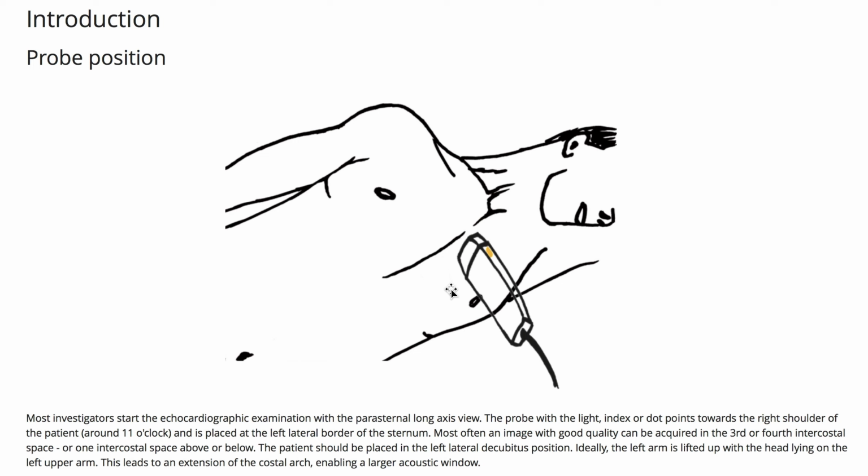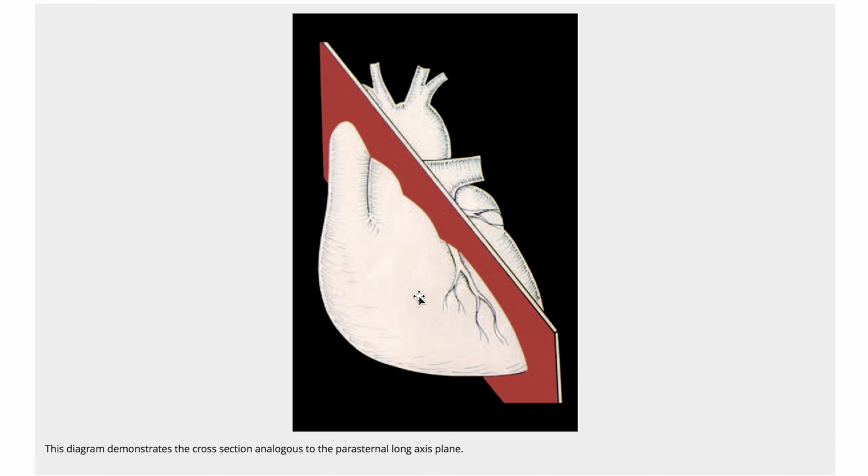Most often an image with good quality can be acquired in the third or fourth intercostal space, or one intercostal space above or below. The patient should be placed in the left lateral decubitus position. Ideally, the left arm is lifted up with the head lying on the left upper arm. This leads to an extension of the costal arch, enabling a larger acoustic window.